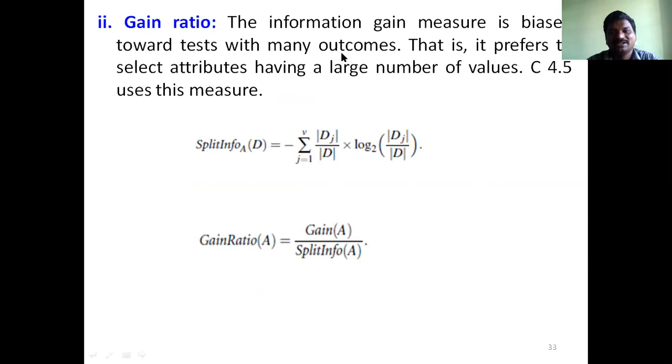Here it's having many outcomes, 2 or more. For example, data set equal to true or false, 2 outcomes are there. Here it's having many outcomes. Then you will use a gain ratio, the split information. Gain ratio equal to gain of A divided by split information of A. A is an attribute. A may be age, A may be income, A may be anything here. So the splitting information of A is an important thing here.